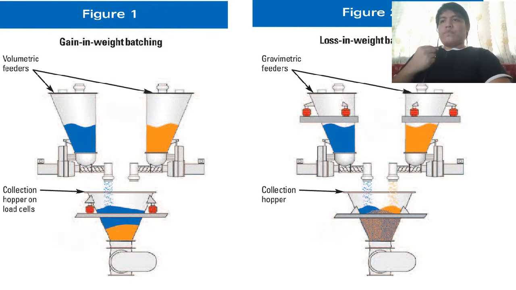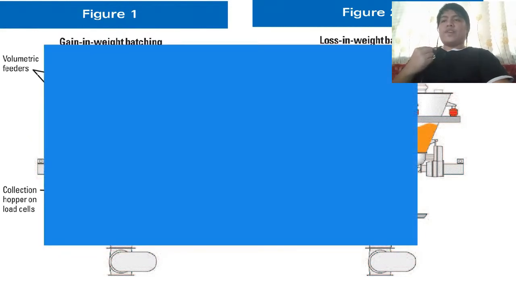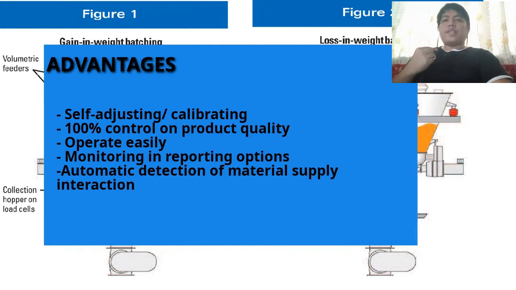There will also be a scanner that helps check whether the gravimetric feeder dispenses the right dispensing rate. There are advantages of using gravimetric feeders. It can be self-adjusting or self-calibrating, because there is a computer that will guide the user.